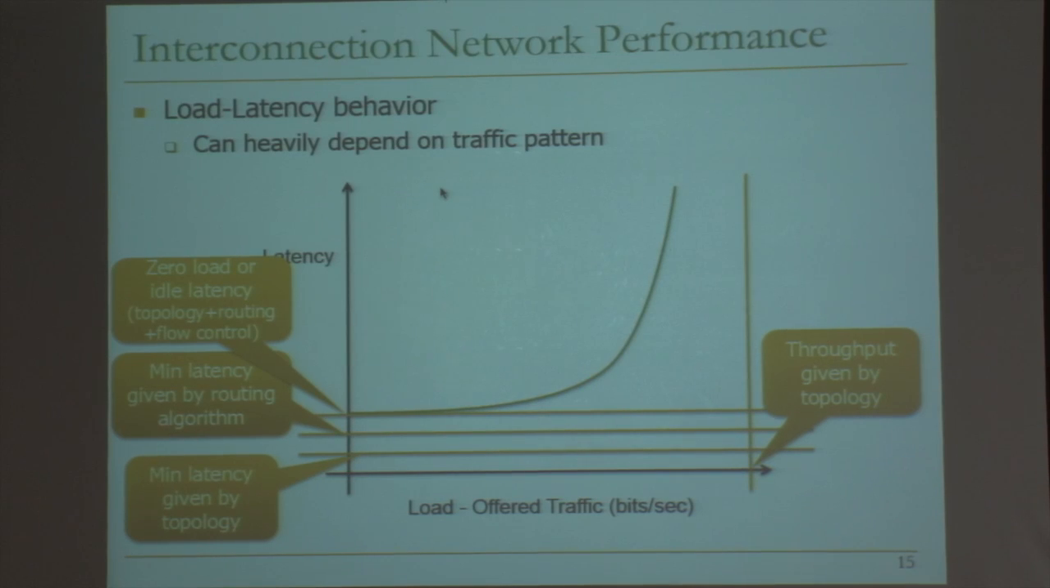You have some hard limit by the topology. That would be the bisection bandwidth, for instance, depending on the traffic pattern. But if you have uniform random or something, it could be the bisection bandwidth. Then you have other constraints by their routing.